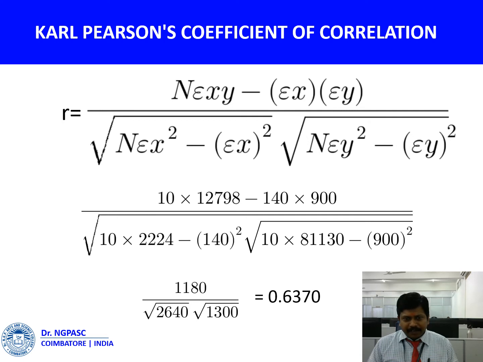After substituting all these values in this formula, n value is 10 because they have given 10 sets of values. After substituting all these values, we get the value of small r equal to 0.6370, which is the Karl Pearson's coefficient of correlation. Coefficient of correlation always lies between the values -1 and +1.